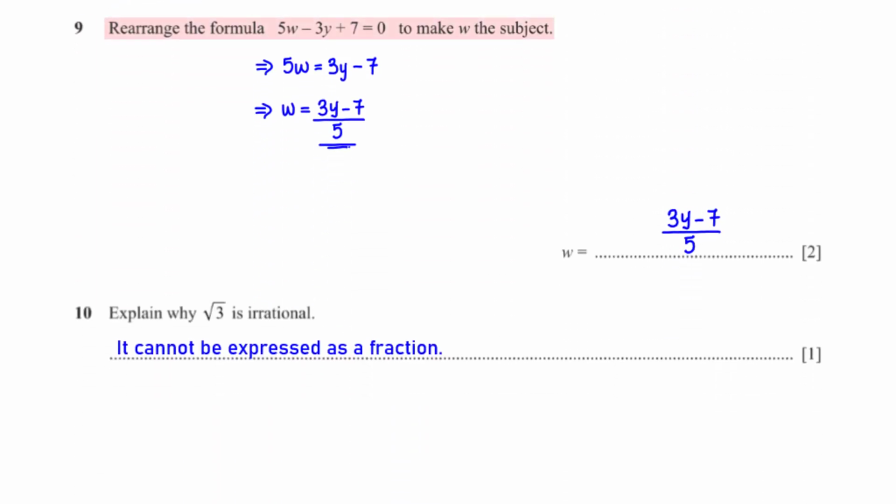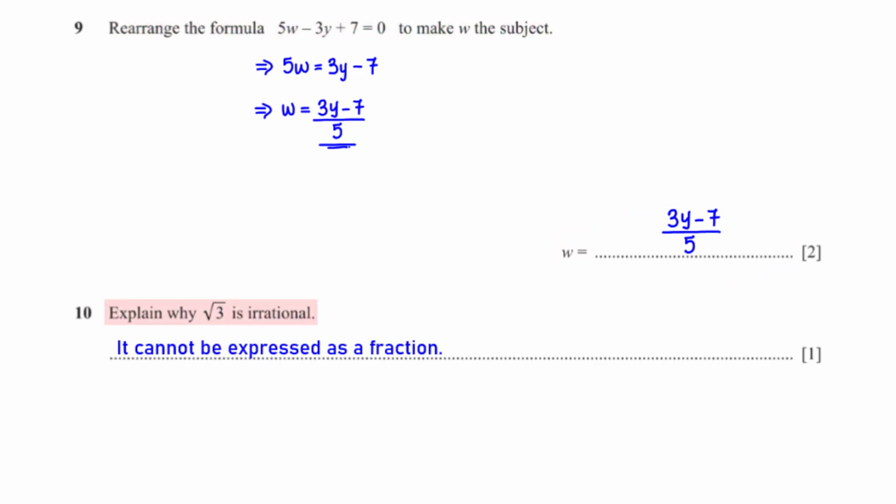Rearrange the formula 5W minus 3Y plus 7 equals 0 to make W the subject. First, let's move all the other terms except 5W to the other side of the equation. Minus 3Y goes to the other side and becomes plus 3Y, and plus 7 goes to the other side and becomes minus 7. 5 multiplies W, so when we move it to the other side, it goes to divide 3Y minus 7, and so our final answer becomes W equals (3Y minus 7) divided by 5.